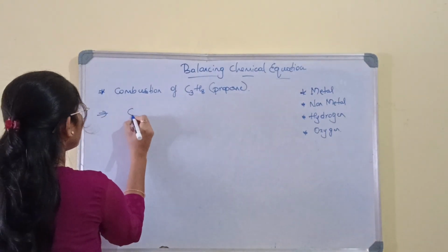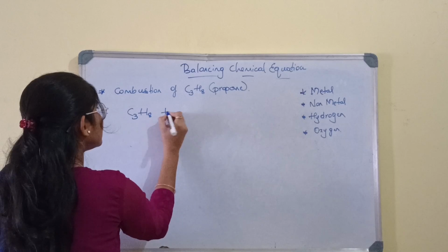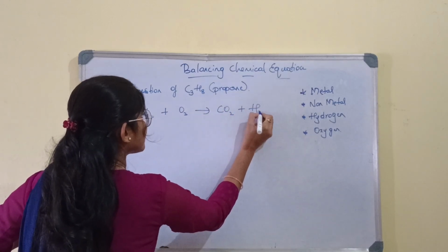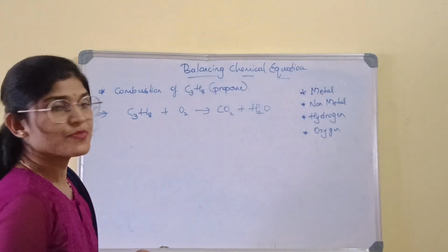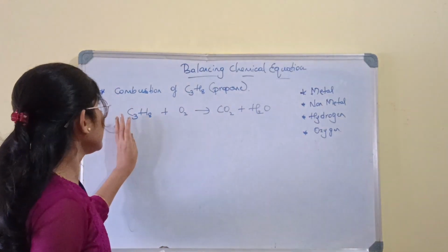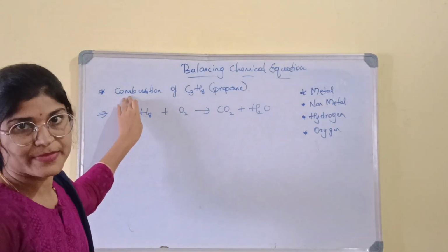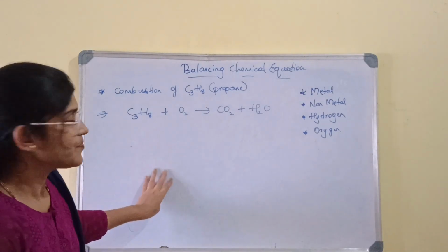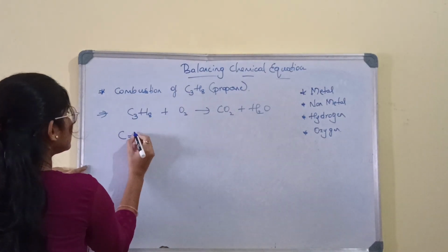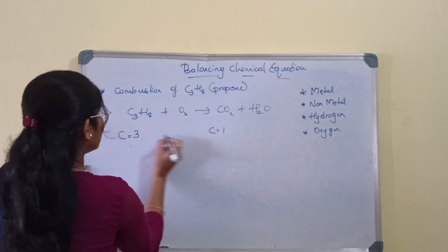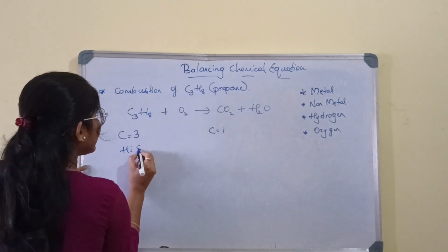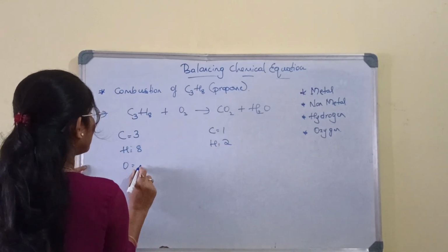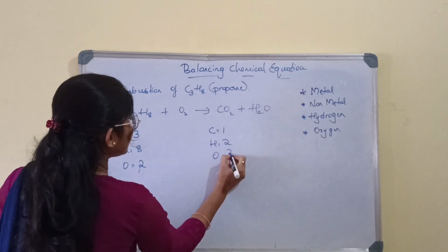Okay, so now see, propane burns in the presence of oxygen to give carbon dioxide and water. So this is the equation according to the given statement. Now whether it is balanced or unbalanced, you can see here carbon 3, here carbon 1, hydrogen 8, hydrogen 2, oxygen 2, oxygen 3.